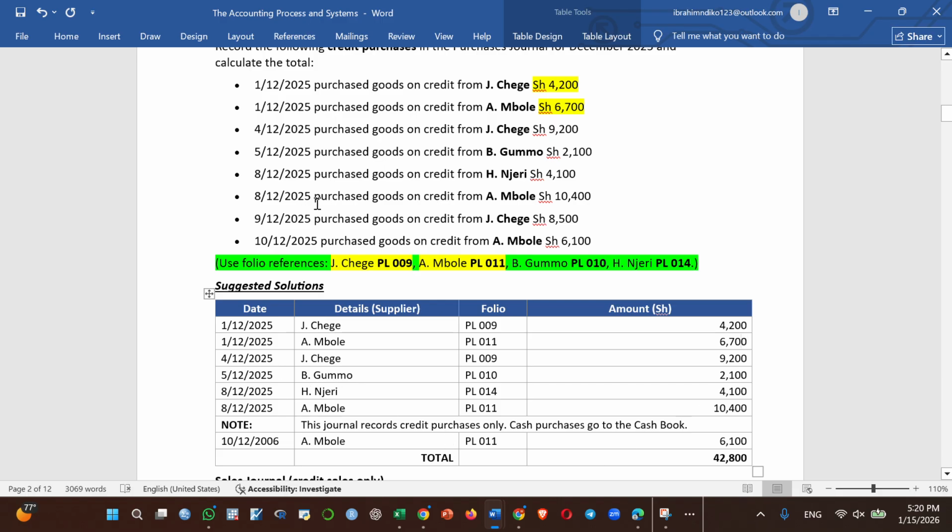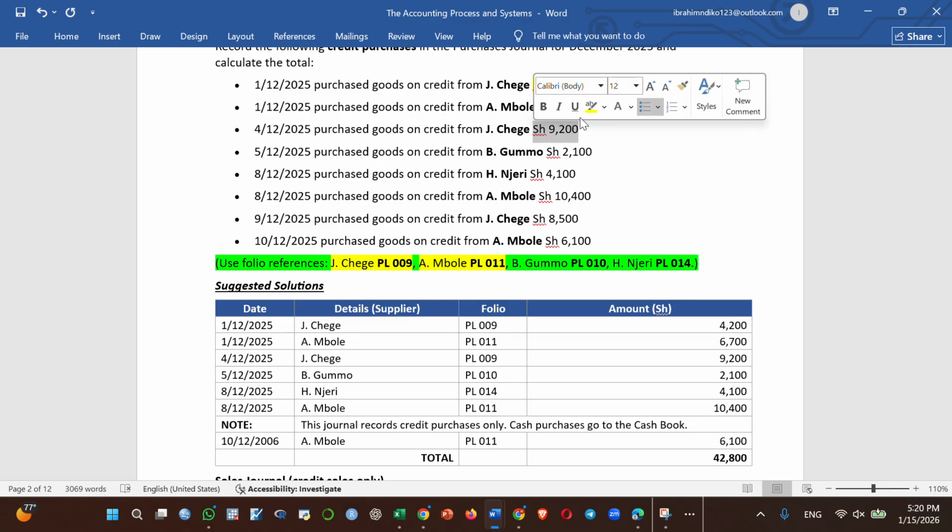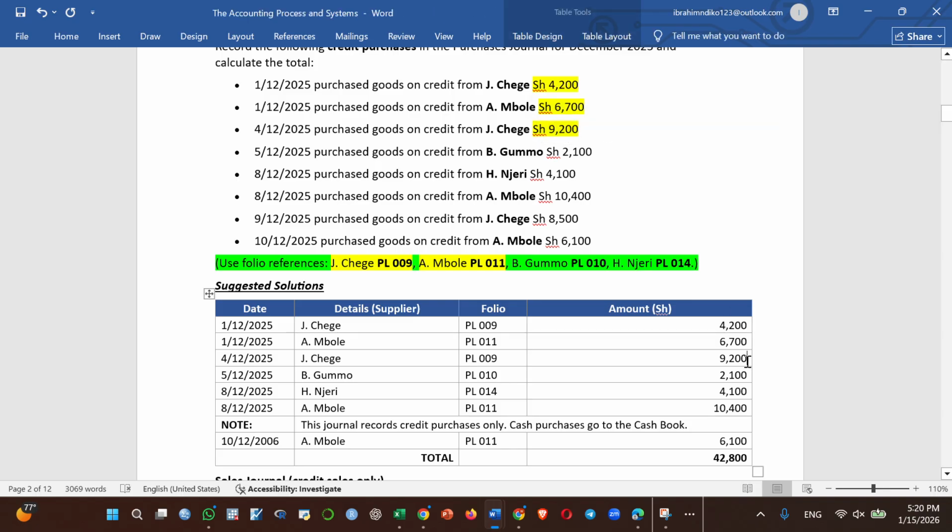You go to the next day, that is date 4. There was a purchase of goods on credit from J. Chege. So you put J. Chege there. You put the folio number, which is PL009. You have it here, just down here. Use the same folio number or the reference number. Then the amount it is 9,200. So you put 9,200. Then you repeat all the transaction up to the last person.